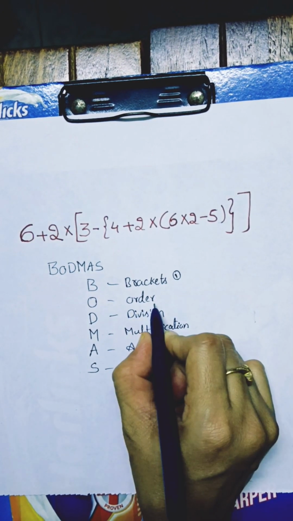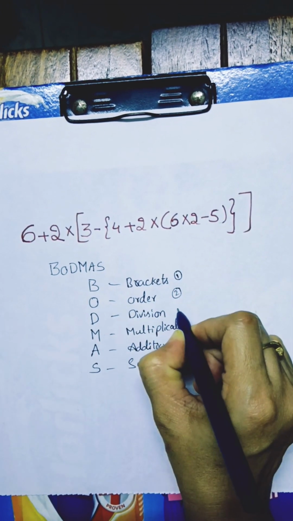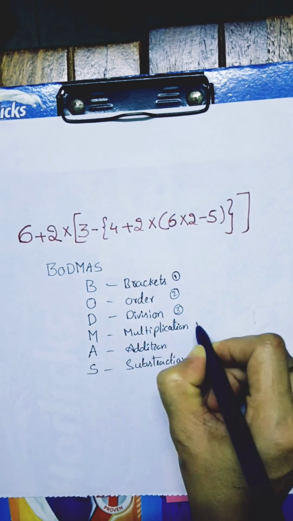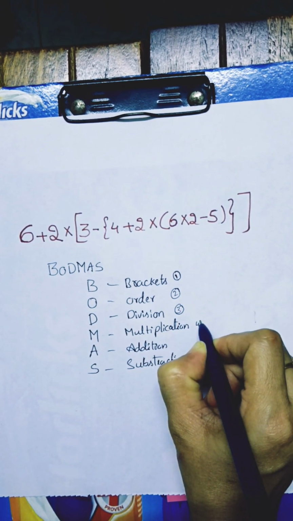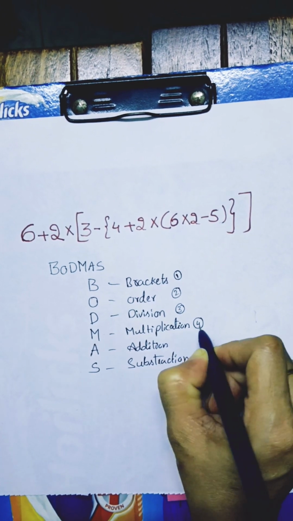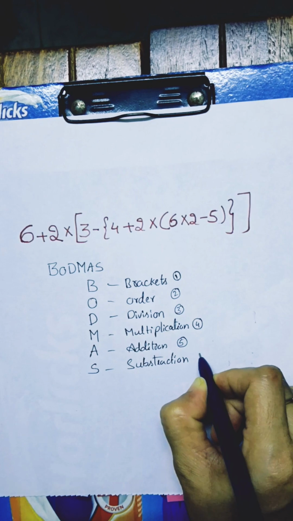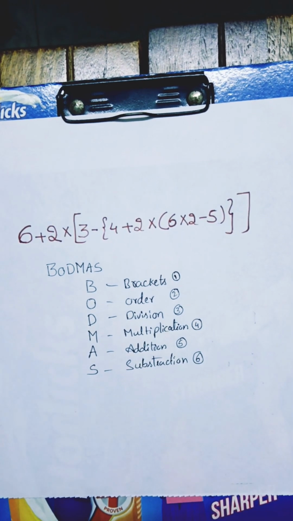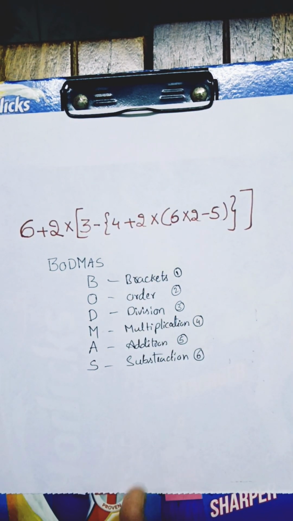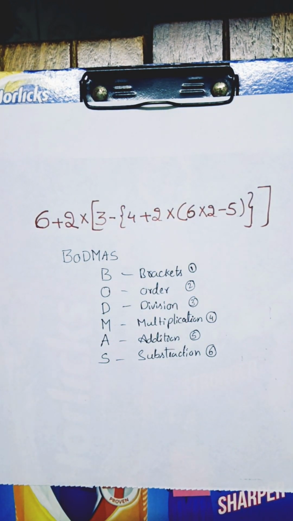Then we have to see the order. This is the second one. Then we have to move to division. After that, we have to check whether there is multiplication or not. Then we go for multiplication. After that, addition. Then last we have to do subtraction. In this format only we have to solve the problem. Okay, let's see. Let me take a paper.